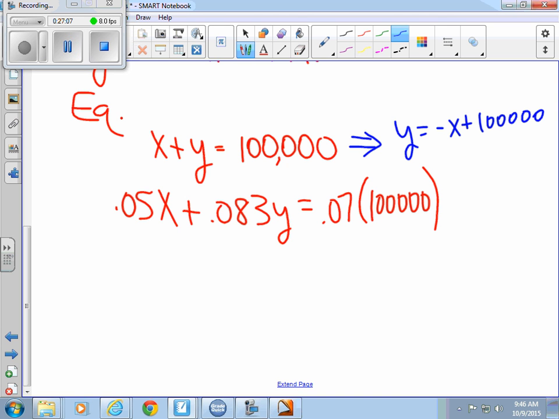Thank you. Okay. So, before I get y by itself on the next equation, I'm going to go ahead and multiply 0.07 times 100,000 so that I don't have to work with that messy number there. What is 0.07 times 100,000? I'm going to do that. 7,000. So that'll just make my life a little easier.